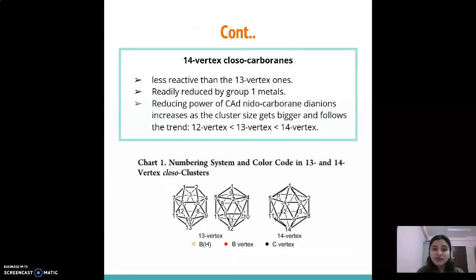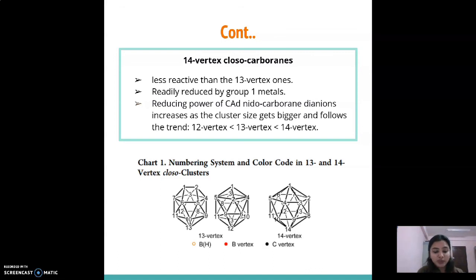Moving on to the next slide, which is about the reactivity of the 14 vertex chlorocarborane, it is less reactive compared to the 13 vertex one and is easily reduced by group 1 metals. The reducing power of the carbon atom adjacent nidocarborane dianions, which are synthesized from the chlorocarboranes, increases as the cluster size gets bigger, which means that the reducing power of the nidocarborane dianions increases from 12 vertex to 13 vertex and to 14 vertex. So from here we know that the 14 vertex nidocarborane has the highest reducing power.